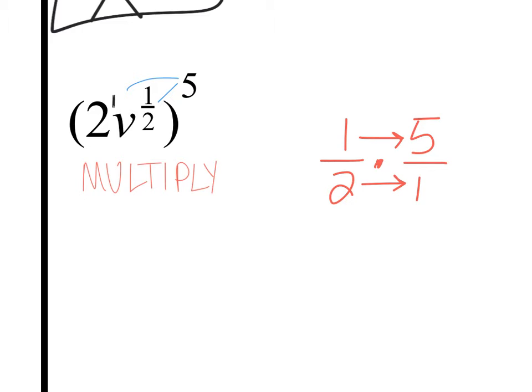1 times 5, 5. 2 times 1 is 2. It's just 5/2. Great. So if you just have one number, you just multiply to the top. Multiply straight across. You don't have to worry about common denominators. It's fine. So now when you do your power to a power, it's 2 to the 5th and then v to the 5/2, 5/2. We've done enough of this by now.